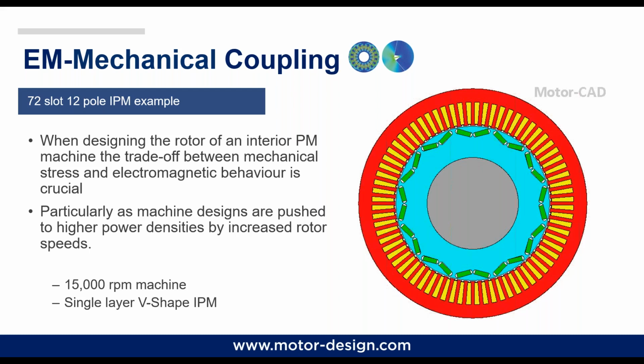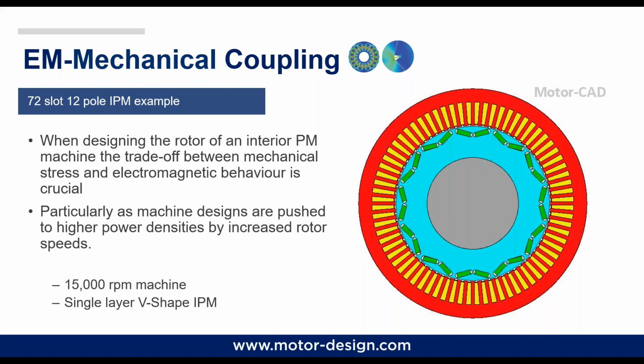Here I want to consider the mechanical behavior in parallel with the electromagnetic one, considering a slightly different slot pole combination. Here I'm considering a 72 slots, 12 poles machine. We want initially to figure out the trade-off between the electromagnetic behavior and the mechanical stress. This is quite important, particularly because machine designs nowadays are pushed to higher power density. How? You can do that by increasing the rotor speed.